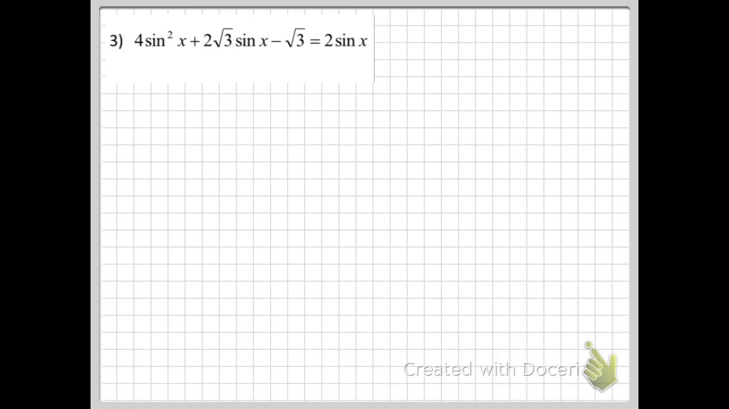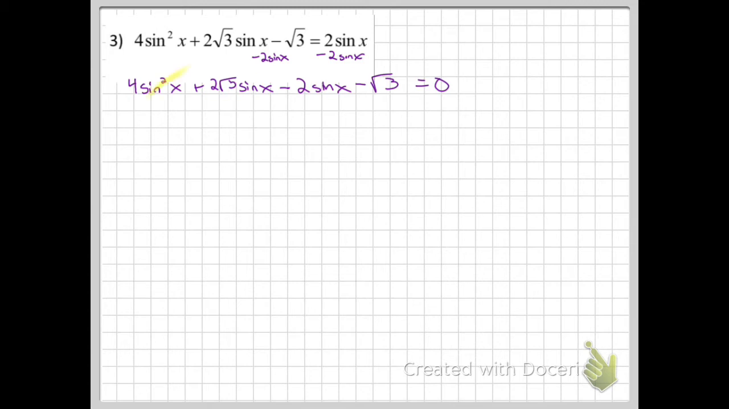Okay, number 4. Everything is signs, so that's good. I don't need to replace anything. I should move everything to one side, so I'm going to minus the 2x to the other side. And I'm going to squeeze it in the middle, kind of. I do like having that constant at the end. So we'll keep 4 sine squared x plus 2 root 3 sine x. And I'm going to squeeze it in, minus 2 sine x minus root 3 equals 0.